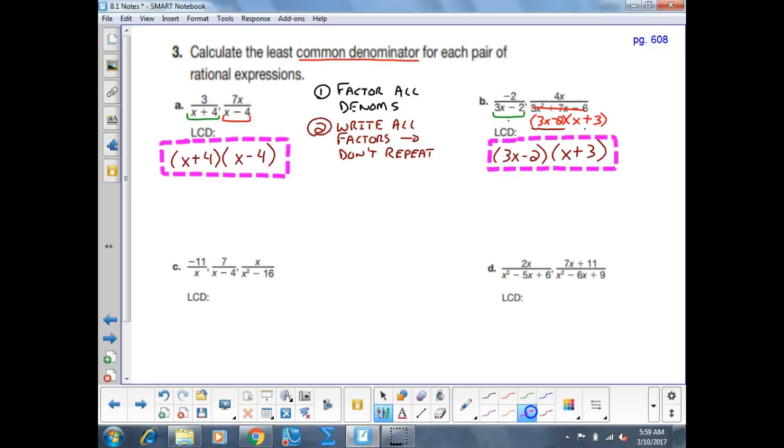This is how we go about starting, because we're going to add and subtract these fractions momentarily, and so we need to start thinking about how to find LCDs of them. What I'd like you to try now is C and D, please. Find me the least common denominator.